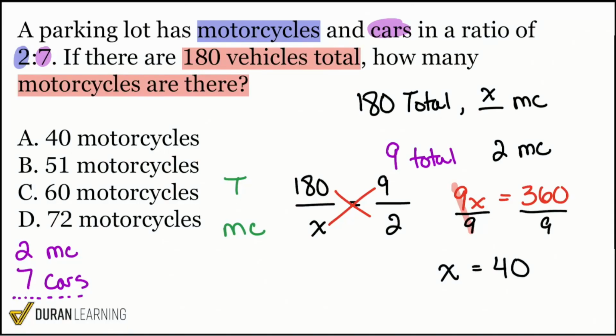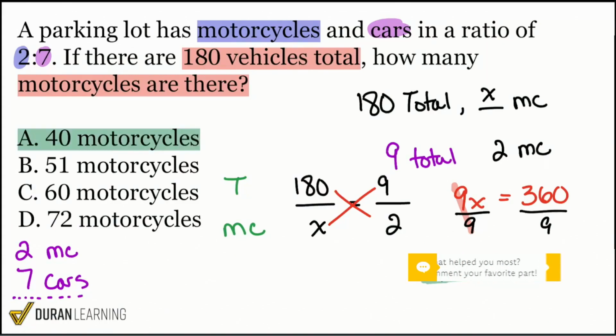So we can get the answer a couple of different ways, but we couldn't get it at all unless we had the proper setup. The correct answer here, my party people, is A, 40 motorcycles. And there we are. Again, the biggest key was adding the motorcycles and cars to get the total. So there we go, everyone. On to the next one.